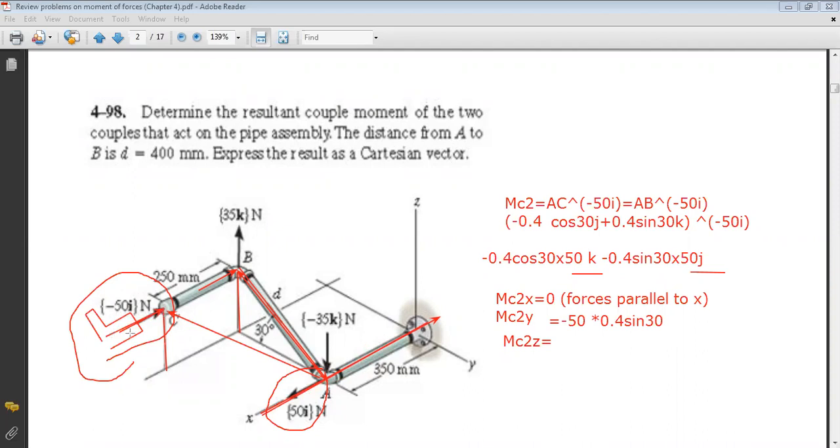So to get the moment of this force about Z, I should know what is the distance between them. So the distance between them here is, if I draw the perpendicular, it will be this distance because it is the distance from the axis to the plane containing this force. And this distance is 0.4 cosine 30. Now, I still just need to do the right-hand rule, to know if it's a positive or negative moment. So always same method.